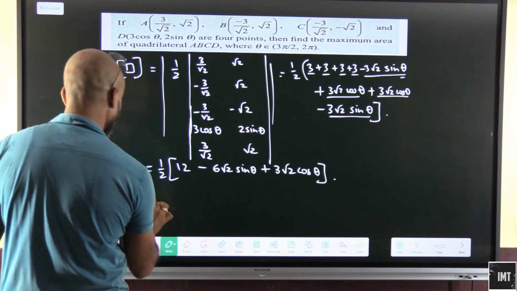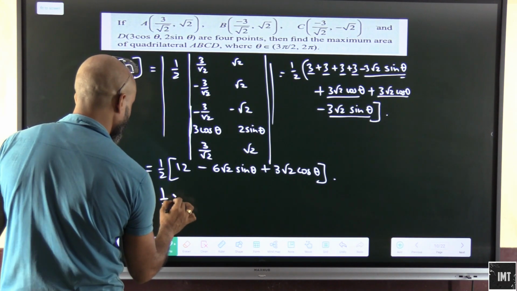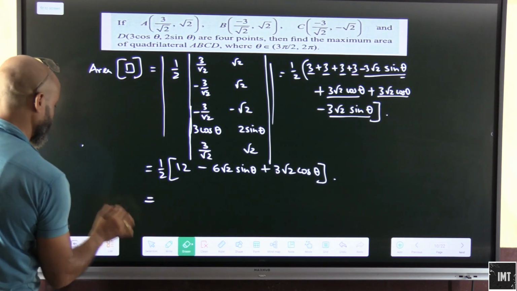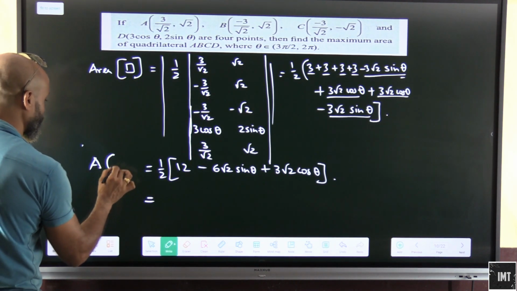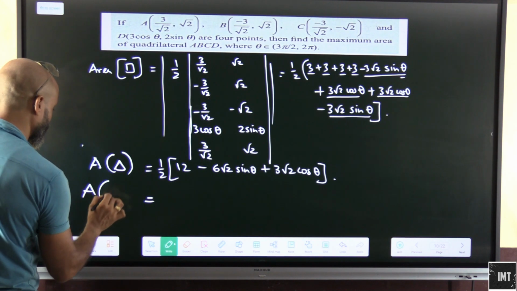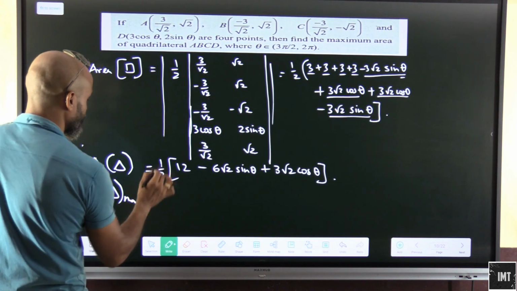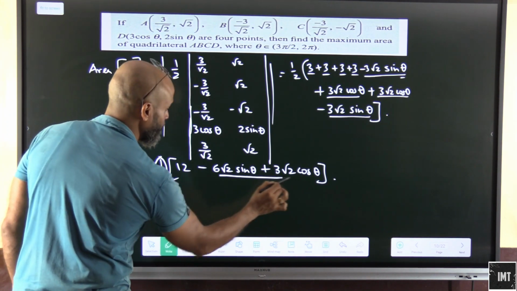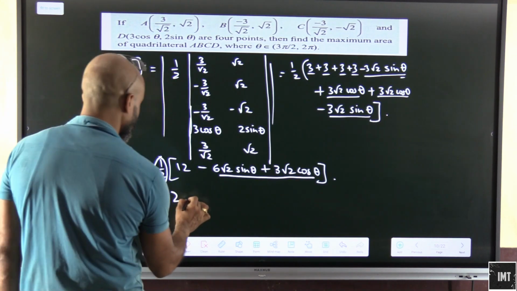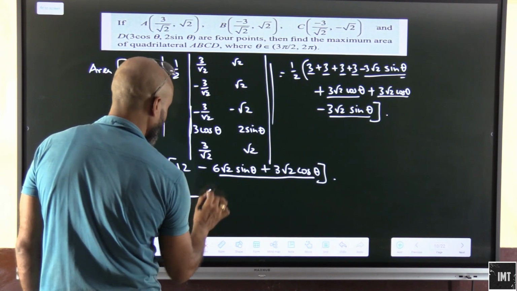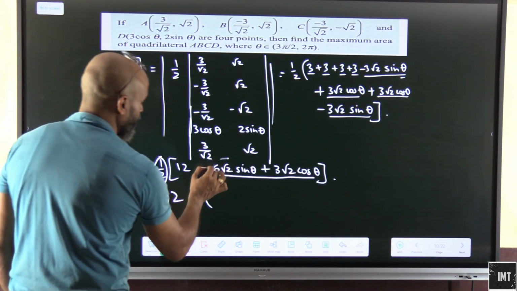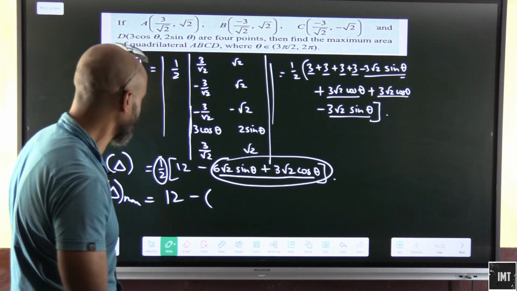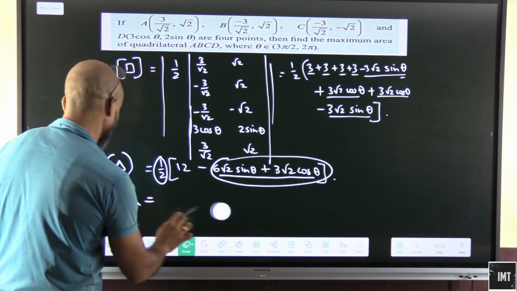Okay, so for this value to be maximum, we have half into this. This is basically the area of the triangle. Now if we have to find the maximum triangle area, this 12 is constant, so the maximum has nothing to do with it, so the rest should be minimum, which means the maximum area will be when this becomes 0.